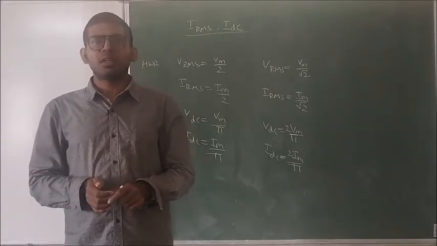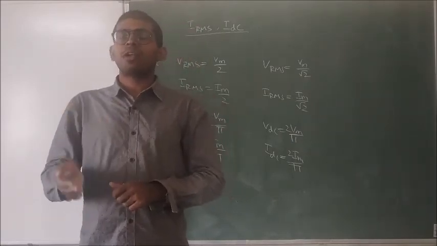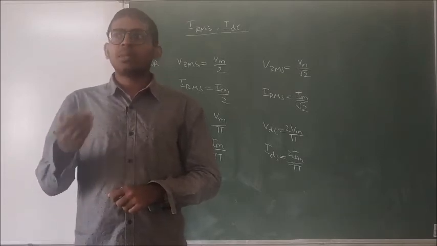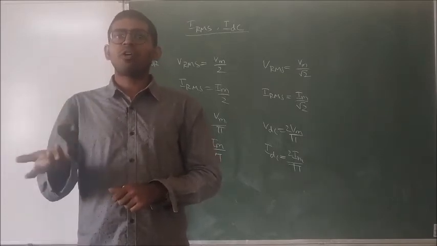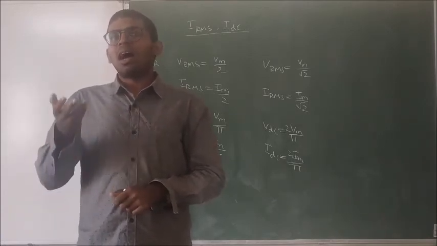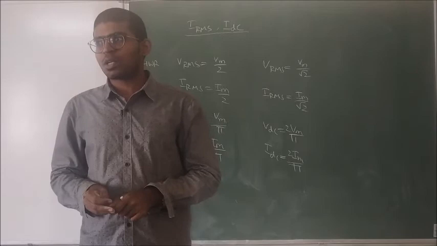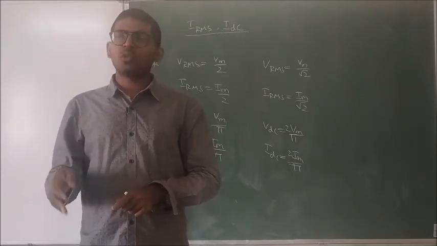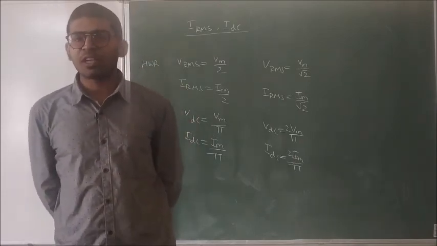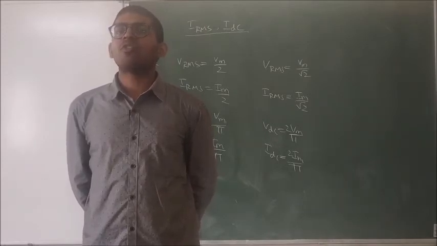and full wave rectifiers. What is the average current value of full wave rectifier? 2Im by pi. What is the RMS current value of half wave rectifier? Im by 2. What is the average voltage value for half wave rectifier? Vm by pi. Average voltage value for full wave rectifier? 2Vm by pi. Average current value for half wave rectifier? Im by pi. Average current value for full wave rectifier?